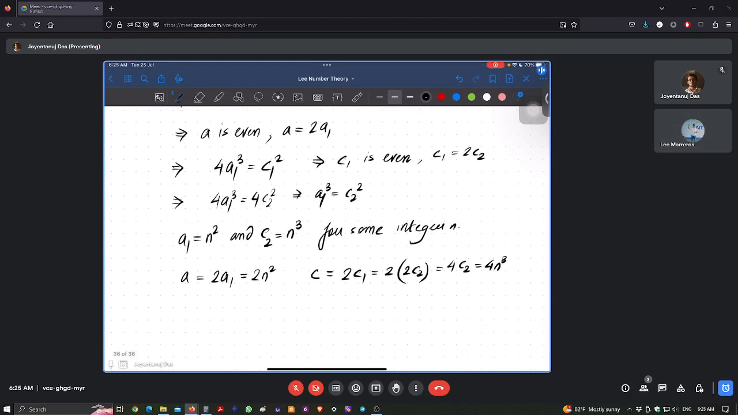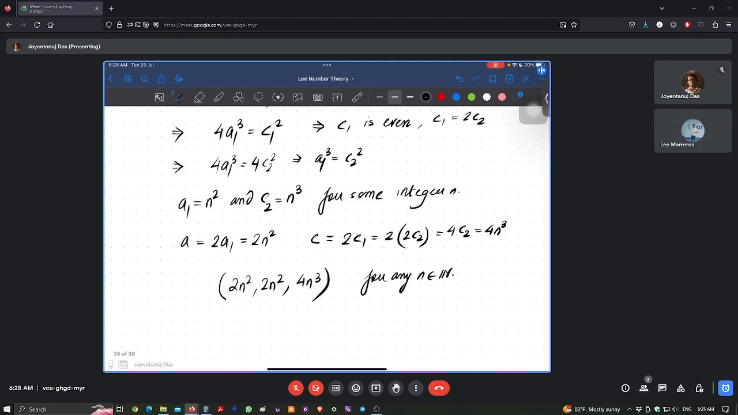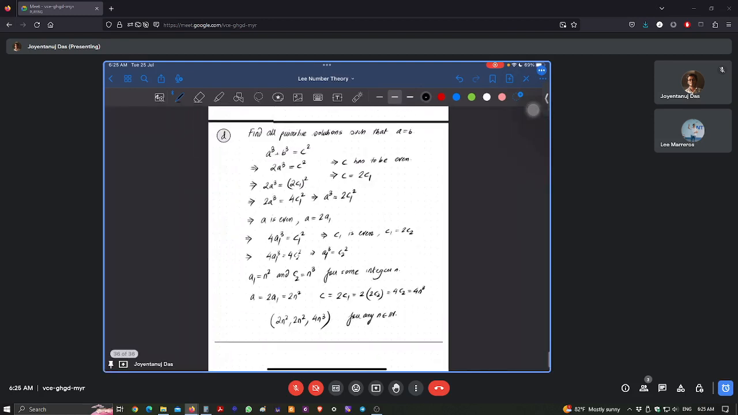So the primitive solutions to the equation will look like 2n square, 2n square, and 4n cube. So that is for any integer n or natural number n, right? So if I take n equals 1, then I get our first solution 2, 2, 4. Similarly I can put other values to get infinitely many primitive solutions to that equation.